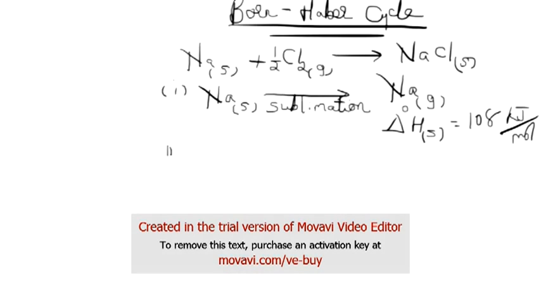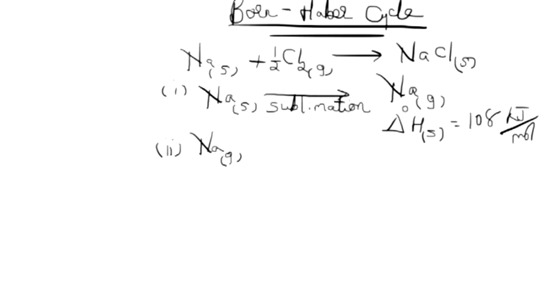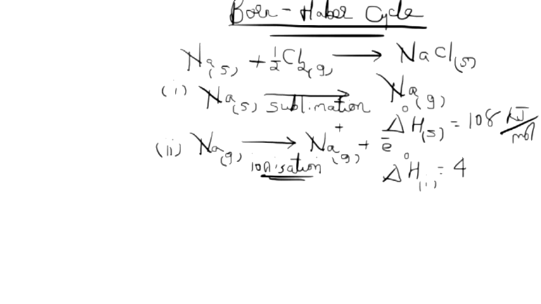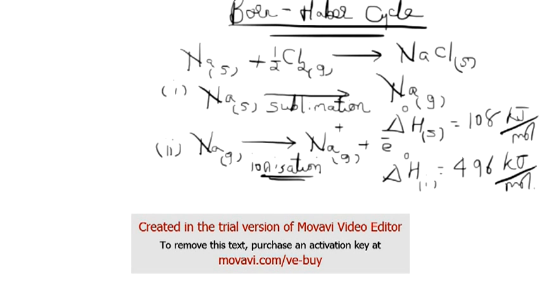Step number 2 would be the ionization of sodium gas. This sodium in gaseous form would undergo ionization, and the energy involved here is called ionization enthalpy, and this value for sodium gas is about 496 kilojoules per mole. You can see that these values come out to be positive. This also indicates that these are all endothermic processes.